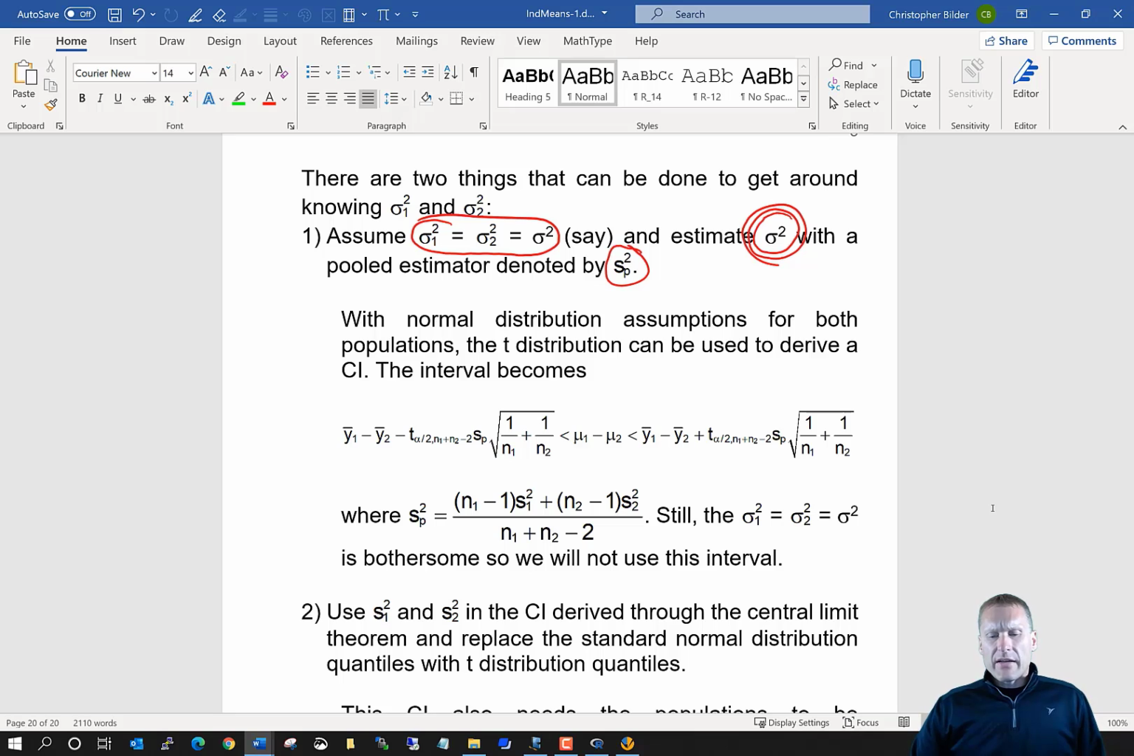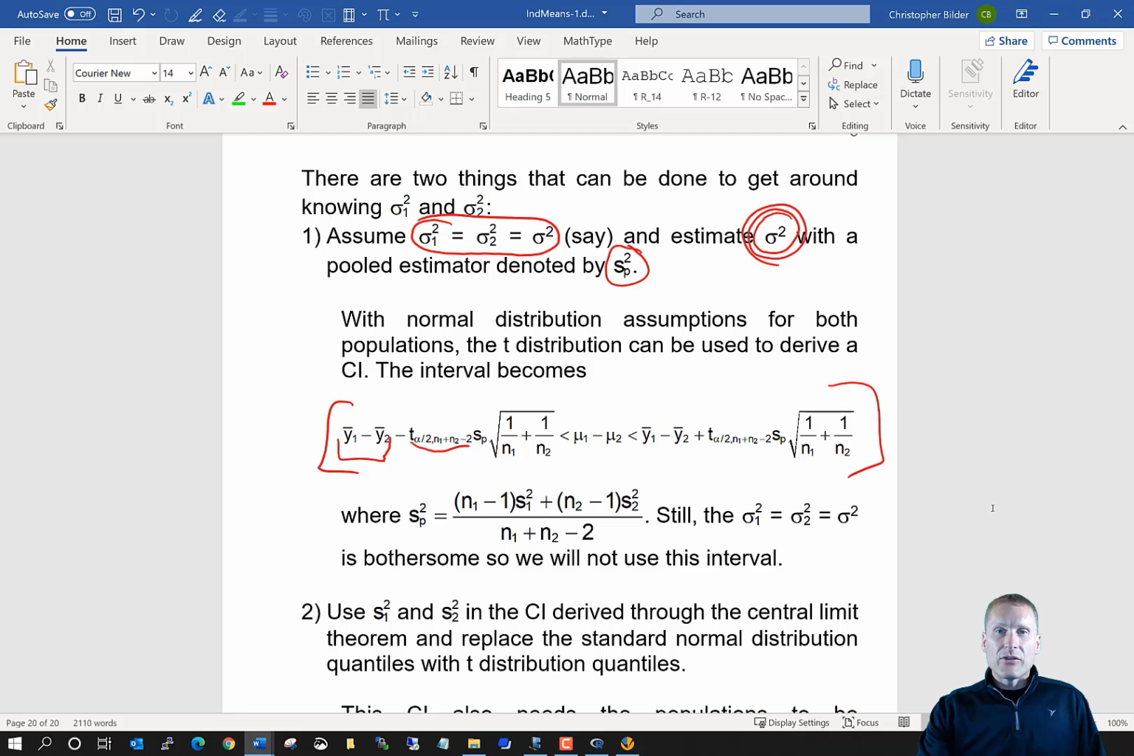And when one does that, then one can now, similar to what we did before in the past, work with a t-distribution and derive a corresponding confidence interval. And this is what the confidence interval looks like. Again, we have our statistic, y bar 1 minus y bar 2, or the difference of the two statistics. Then we have the quantile from a t-distribution. And notice the degrees of freedom here.